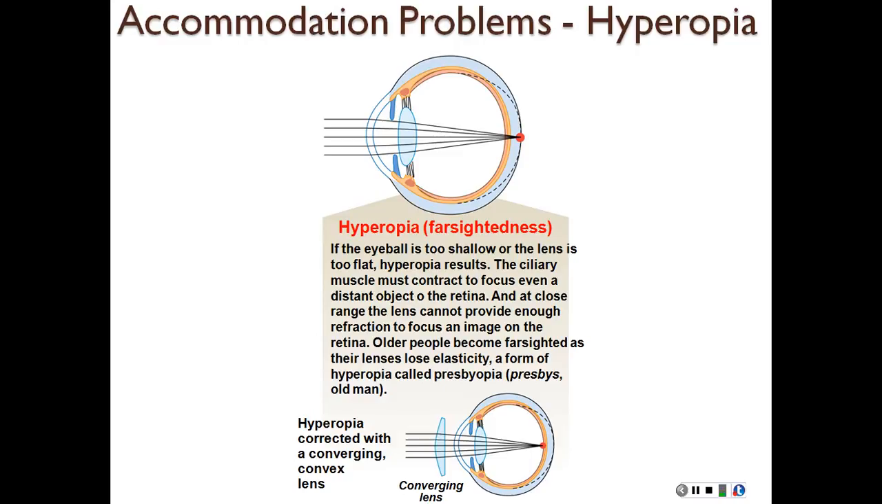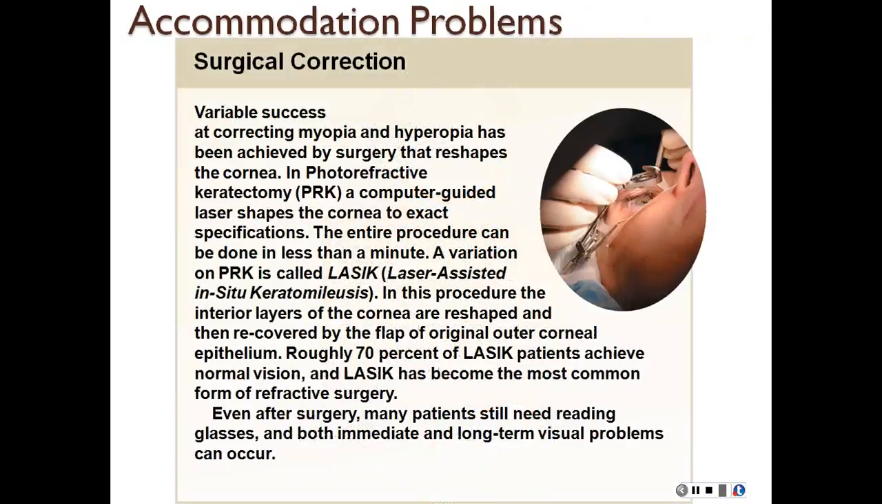So when we become older, we become farsighted because the lens loses its elasticity. And that's a form of hyperopia called presbyopia. Presbys means old man, and that's what happens to us when we become older. And so accommodation problems.